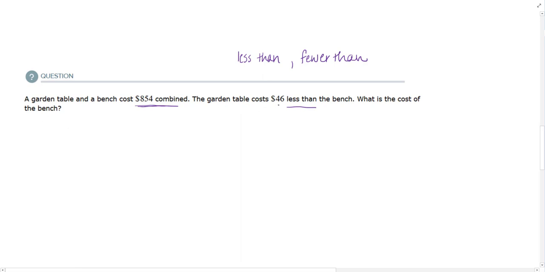Okay, so the garden table costs $46 less than the bench. Then the garden table would have to be whatever the bench is, I'll just use a B, minus 46. So the less than, the fewer than, sometimes it can switch around your subtraction, and that can just be a little bit tricky. And so let's see, they said, what is the cost of the bench? So I'll go ahead and write out B for bench. I could use a G for the garden table or a T, whatever, but I don't want to have multiple variables. So instead, I'm going to write the B minus 46 down here for my notes to myself, that's my garden table.